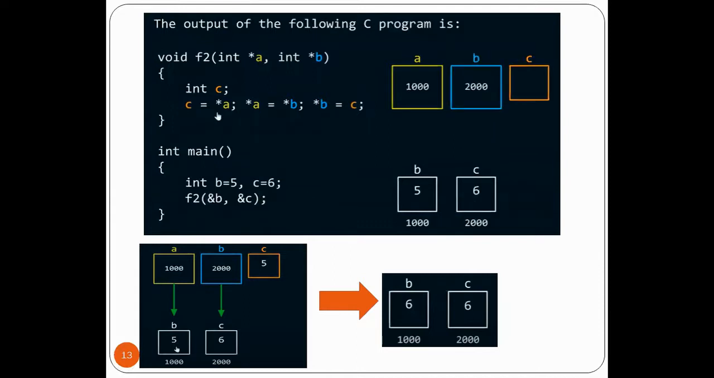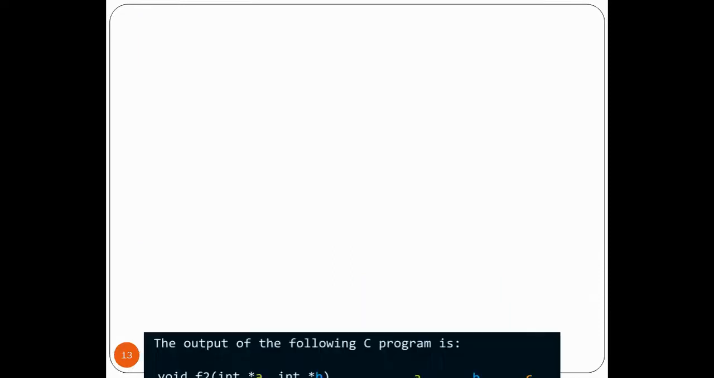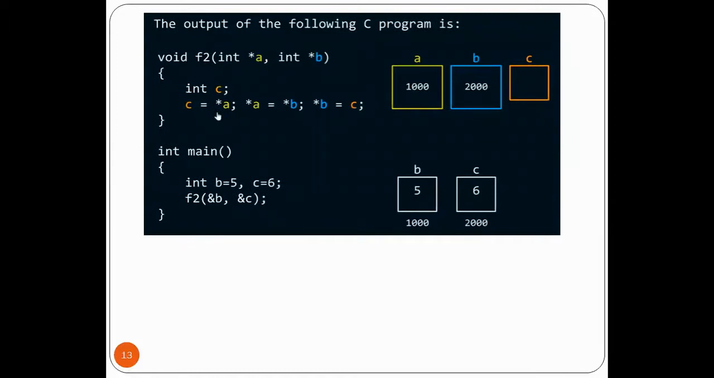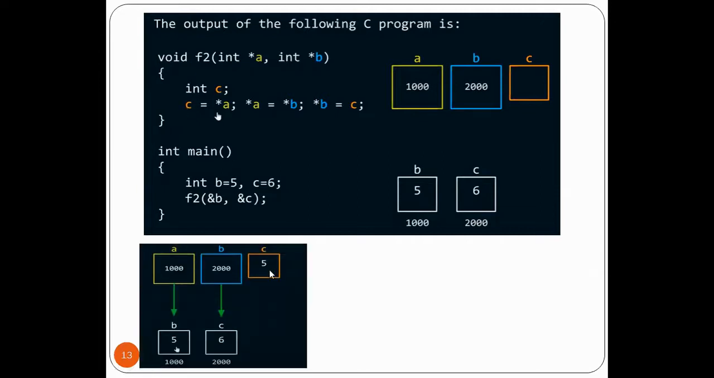Let me just repeat these things so that they must be clear. C is equal to pointer A. Pointer A contains 1000, right? This is pointer A, it contains 1000, and the 1000 address is actually the address of B, right? And B contains 5. So C will store value 5. You can see over here, C has value 5.